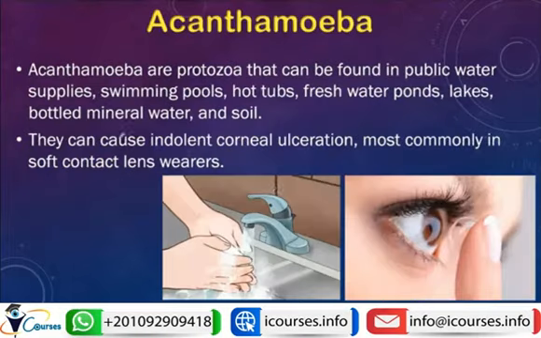The acanthamoeba, finally, it is the acanthamoeba. It is a kind of protozoa. So it is like an amoeba that is present in water resources like public water supplies, swimming pools and hot tubs, freshwater ponds, lakes, bottled mineral water and soil. So it can be present in various forms of water supplies.